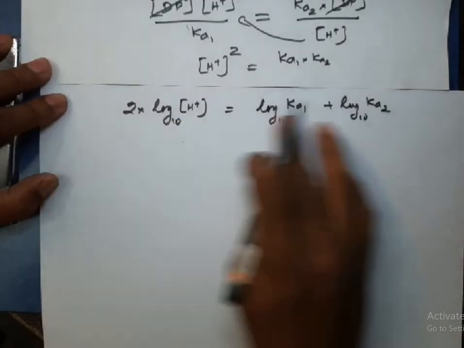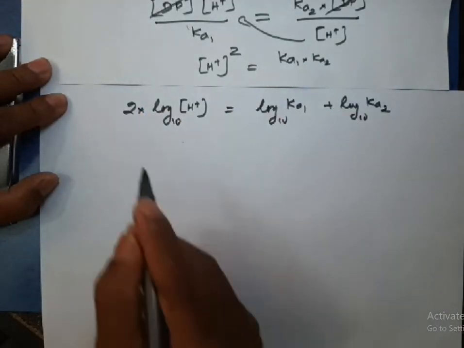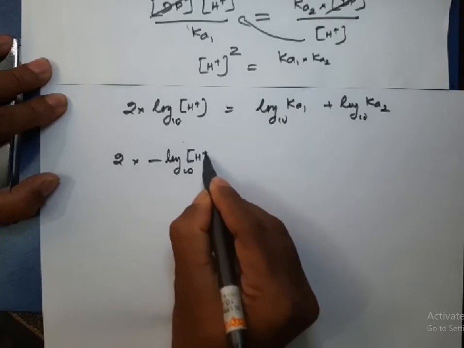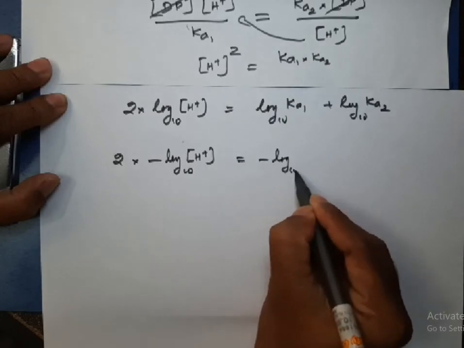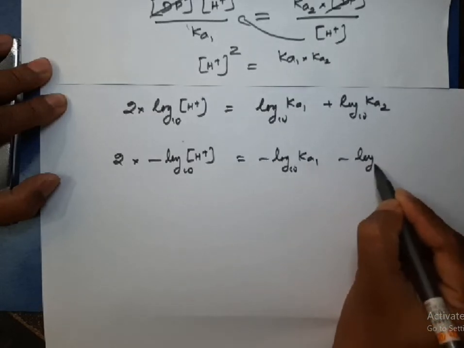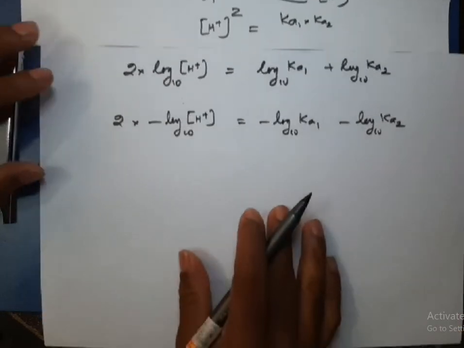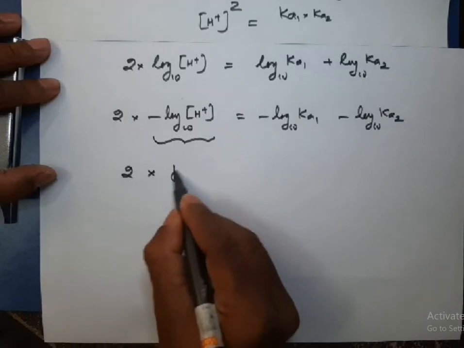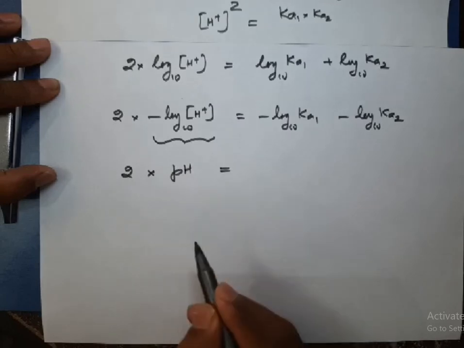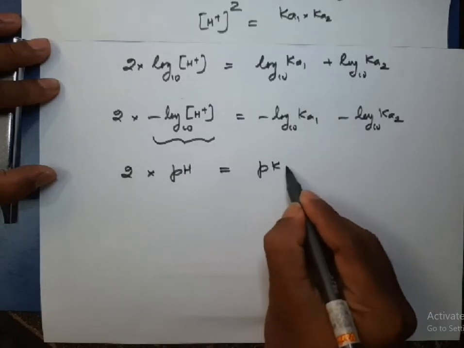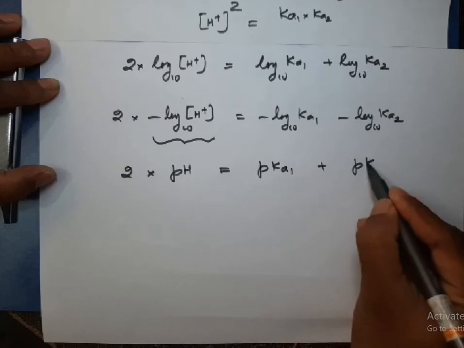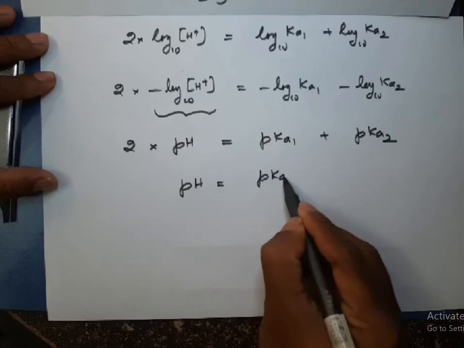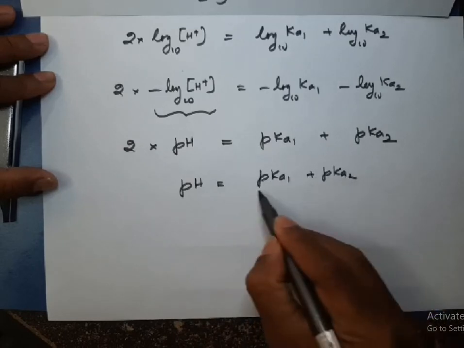Okay, now I'll multiply by minus 1 both sides. So 2 into minus log base 10 of the concentration of H plus, minus log base 10 of Ka1, minus log base 10 of Ka2. Okay, students, observe this carefully. This is nothing but pH. So 2 into pH equals, this is nothing but pKa1, and this is nothing but pKa2. So what is pH? pH equals pKa1 plus pKa2 by 2.